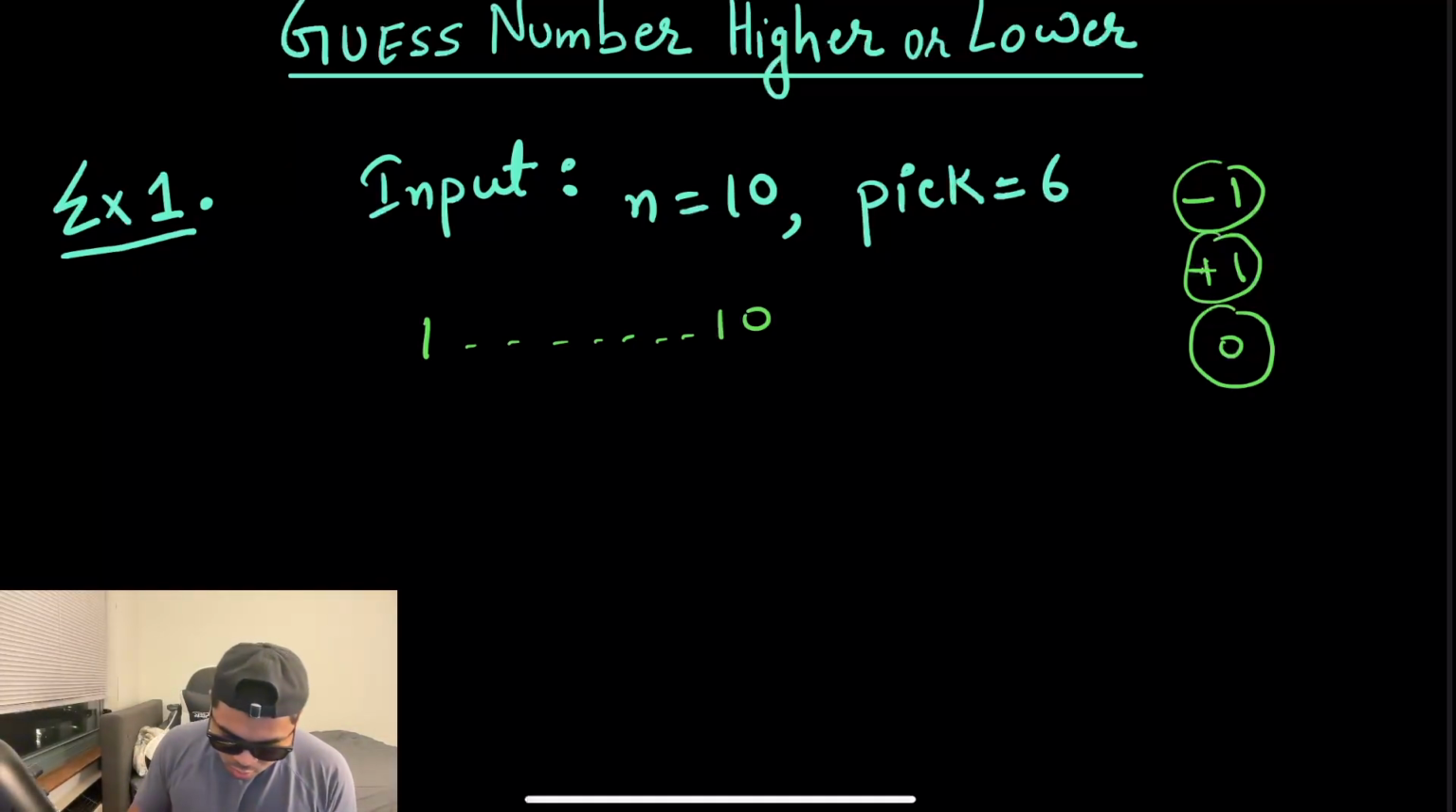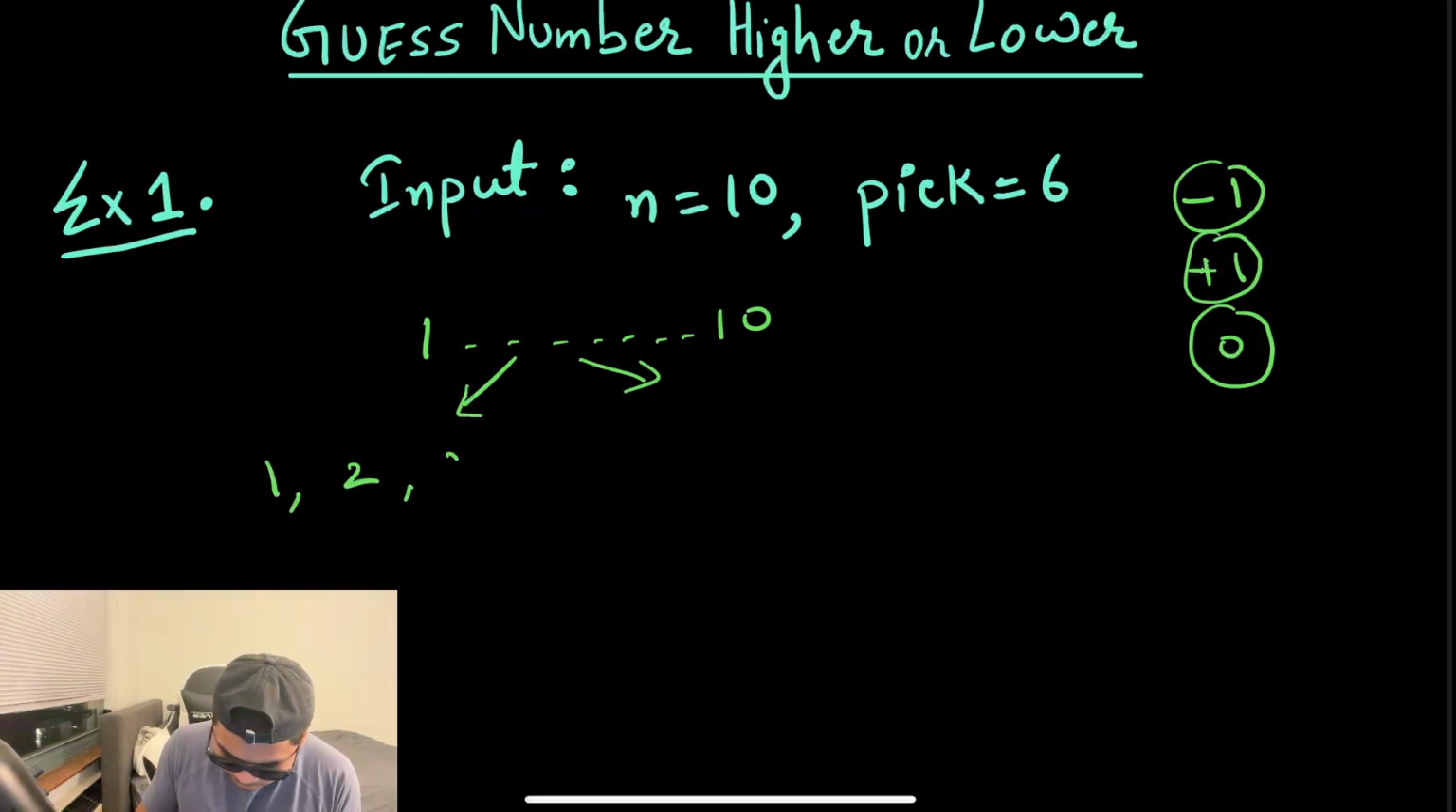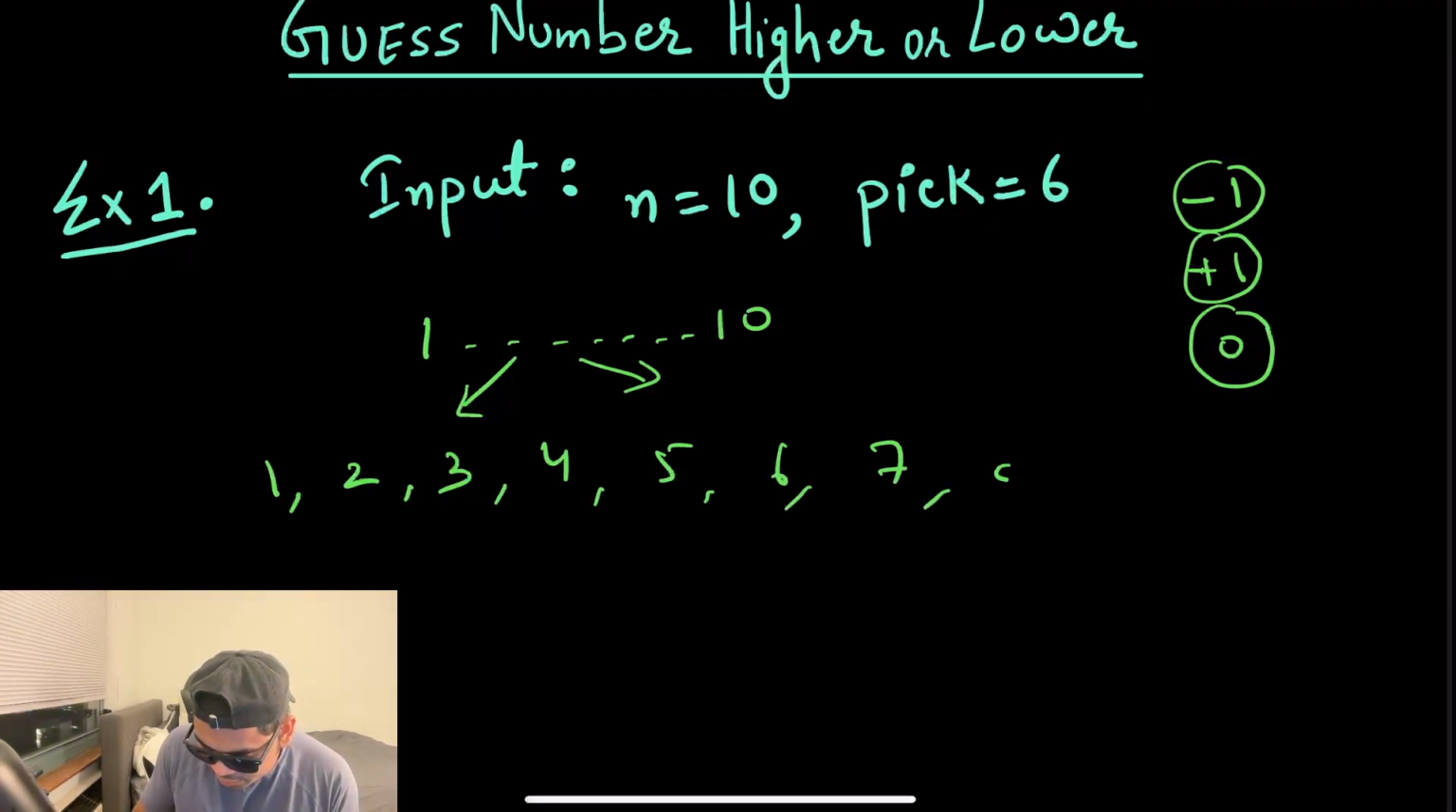So what we're really gonna do is, let me write down the exact range. So 1, 2, 3, 4, 5, 6, 7, 8, 9, and 10, right?